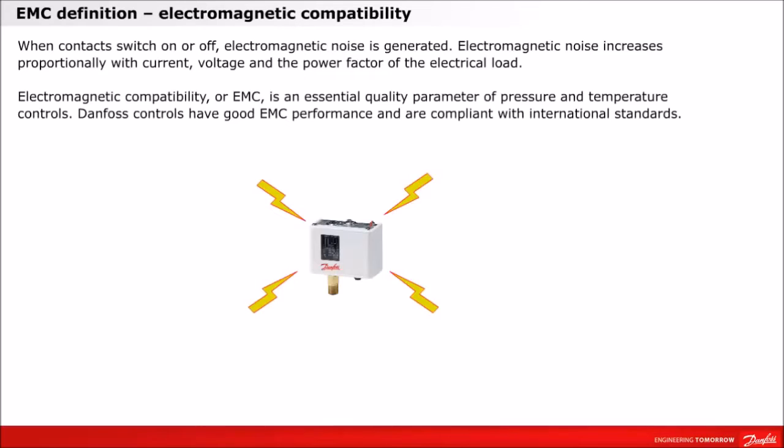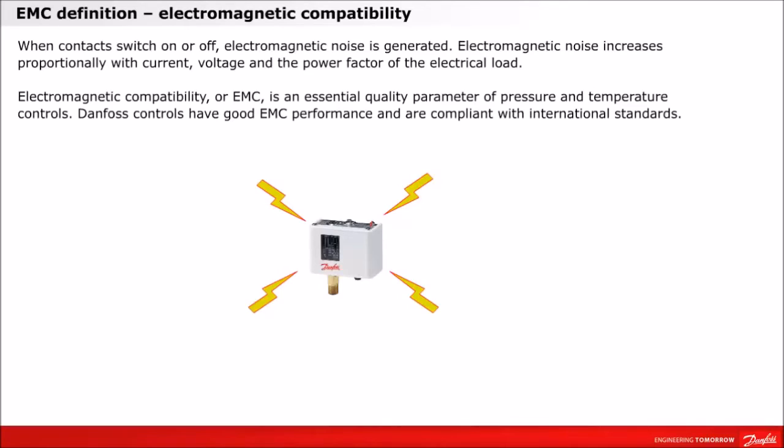When contacts switch on or off, electromagnetic noise is generated. Electromagnetic noise increases proportionally with current, voltage, and the power factor of the electrical load. The power factor is very important in relation to inductive loads, as a larger arc is produced. The noise emission spreads by the supply leads and electromagnetically by the air. This noise can disturb sensitive electronic equipment such as mobile phones, radios, and televisions.